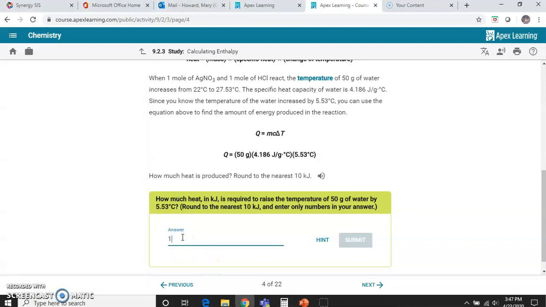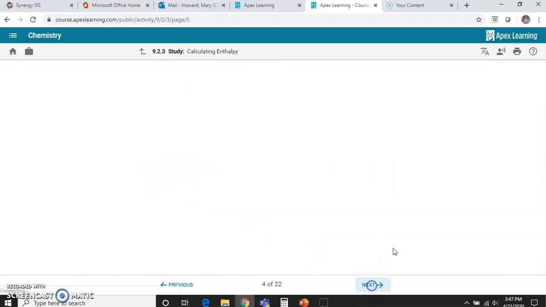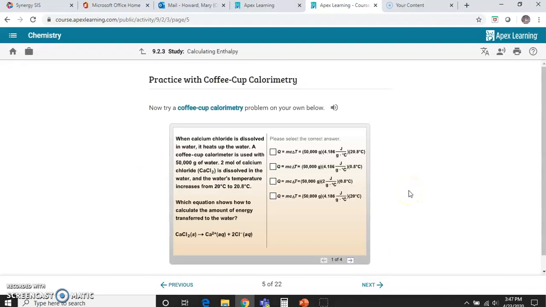1,160 should be. I tried putting it the first way a few times. It took me a little bit, but yes, round it to the nearest 10 kilojoule. Okay. So let's move on. Now let's try another one below.